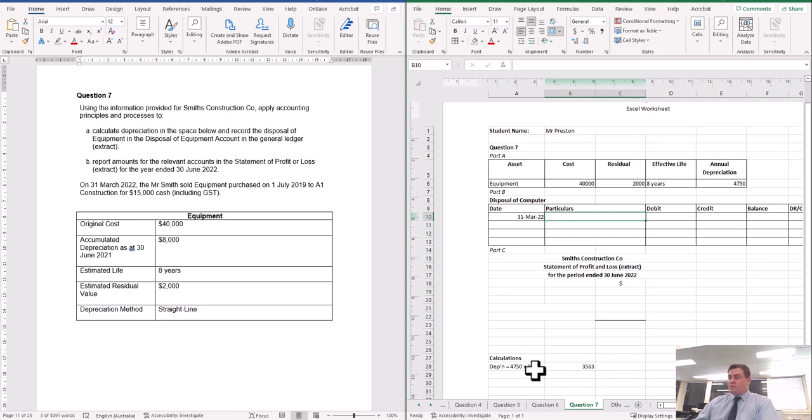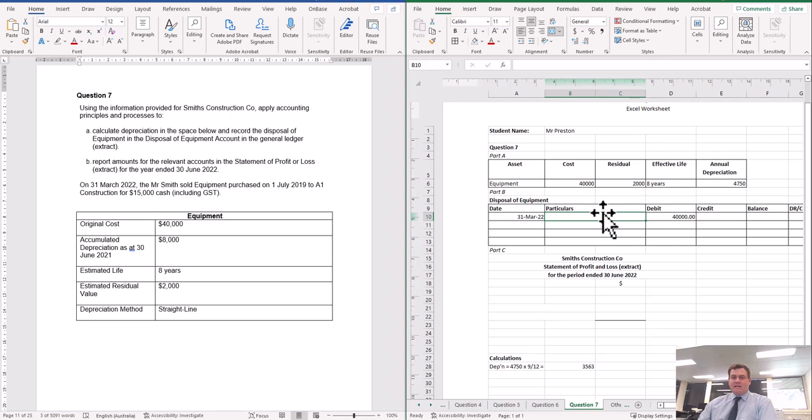The first step was to calculate the depreciation up to the date of disposal, which I've done. Then we're going to close the asset at its cost off to the disposal account. So we're doing the disposal ledger here, aren't we? It's not disposal of computer, it's disposal of equipment. We're doing the disposal ledger here. The cost of the asset was $40,000. So I'm going to close that off to the disposal account. So that's $40,000 in the asset account.